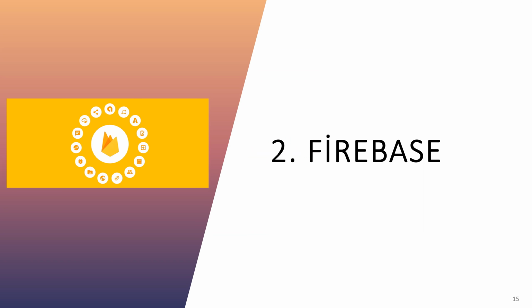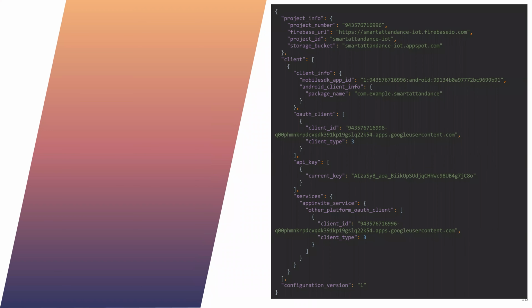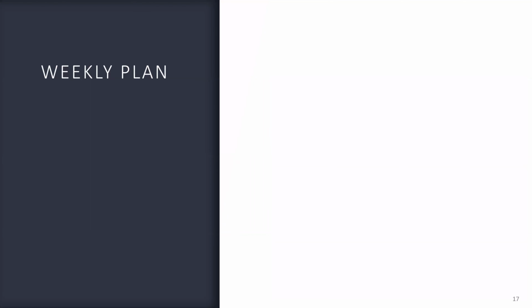The second thing is Firebase. We use Firebase for storing images and user authentication. We created our database, and we created the connection between Firebase and our Android application. And we use this JSON code to authenticate our Firebase. And now our weekly program, and Mehmet is going to tell you.